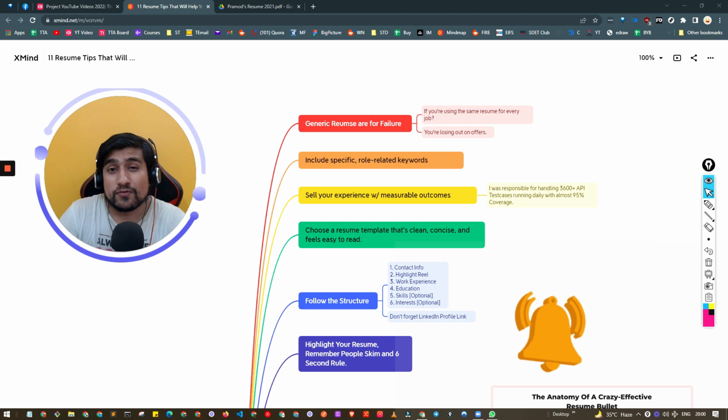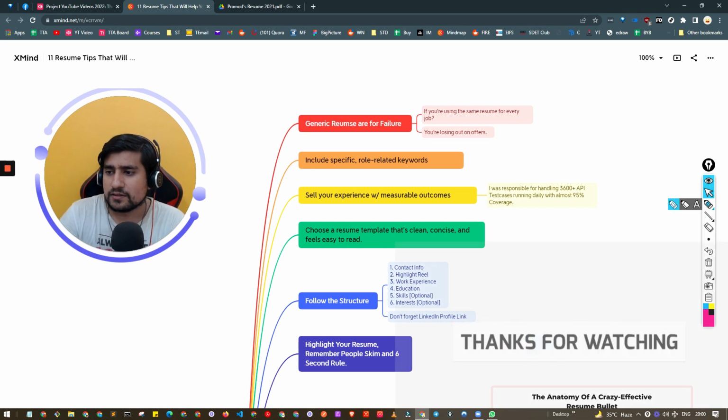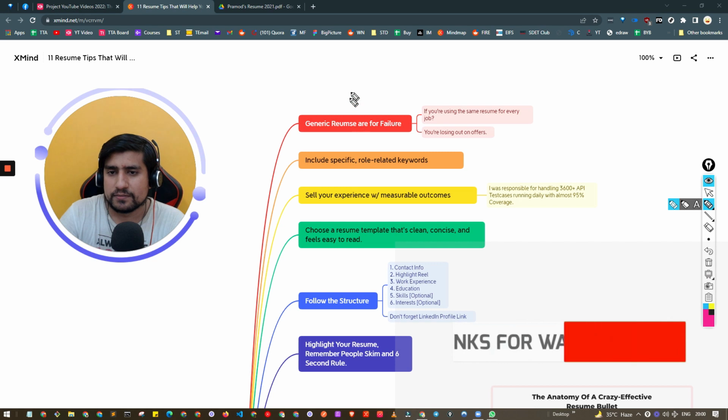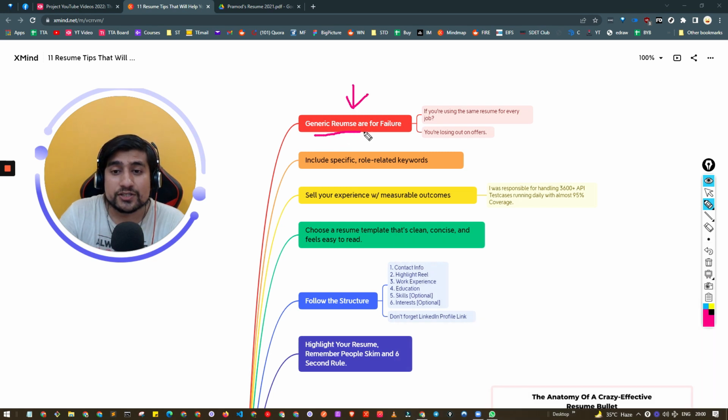So the first one is: a generic resume is a failure. What exactly does it mean, Pramod? If you are using the same resume for every kind of job, trust me, your chances of getting selected are very, very low. I'm saying this from 10 years of experience as a QA. You are losing lots of offers because you are using the same resume. Don't use the same resume, I have told you many times.